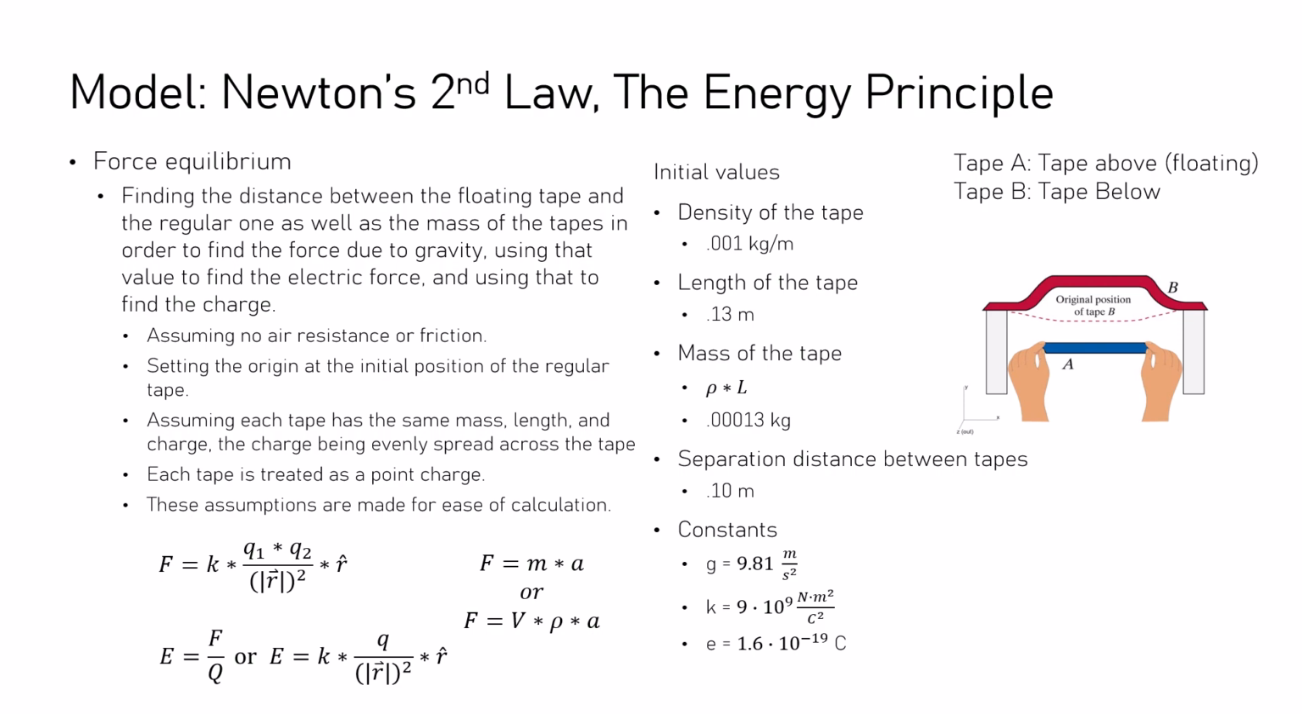So our initial values are the density of the tape, the length, the mass, the separation distance between tapes, and the constants. All of these except the density and the constants were found experimentally, which will be shown in the next slide. And so tape A is the tape above, and tape B is the tape below, and there's a diagram right there. Now, getting into the actual experiment.